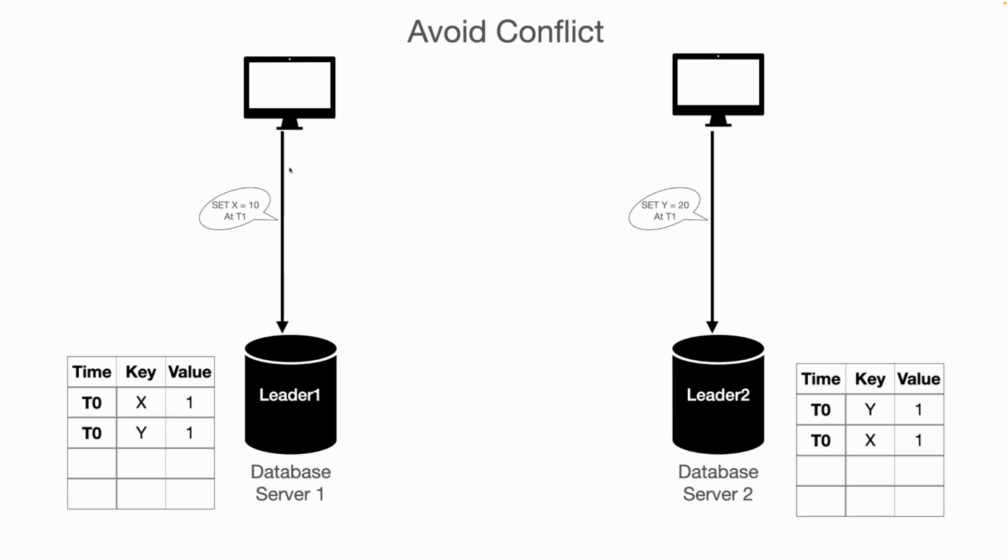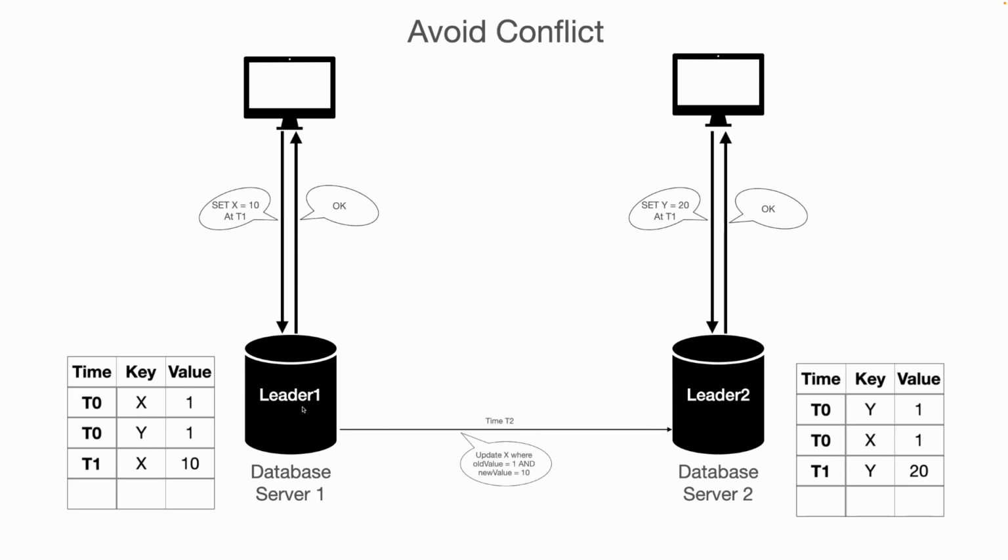This client is making a request for x, and that request is routed to leader 1. Here the client is making a request for y, and that request is routed to leader 2. So this client successfully writes the value on leader 1, and this client successfully writes the value of y on leader 2. Then when sync is happening in the background, leader 1 is able to sync with leader 2 for the value of x, and leader 2 is able to sync with leader 1 for the value of y. In that way we can avoid conflict in some situations.